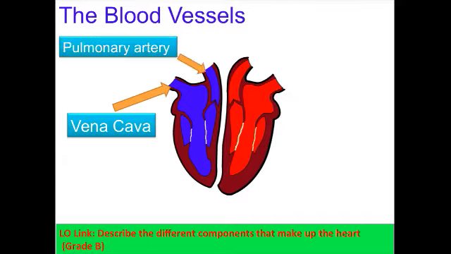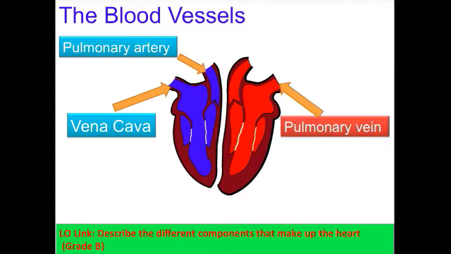We then have the pulmonary artery. Okay, this artery is taking blood which has no oxygen in to the lungs. We then have the pulmonary vein. This is bringing the blood back from the lungs, which has lots of oxygen in, hence the red colour. And we then have a very important vessel called the aorta, and this is a very, very thick blood vessel which transports oxygenated blood under high pressure all around the body.